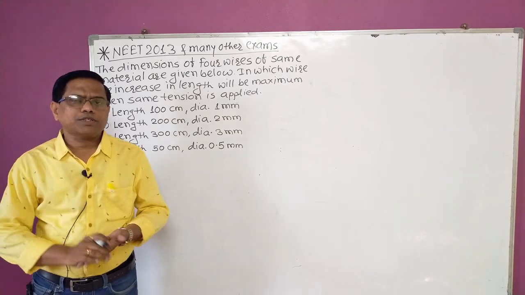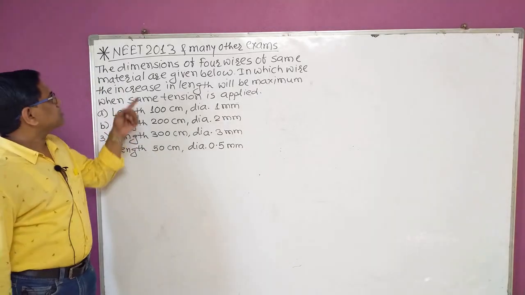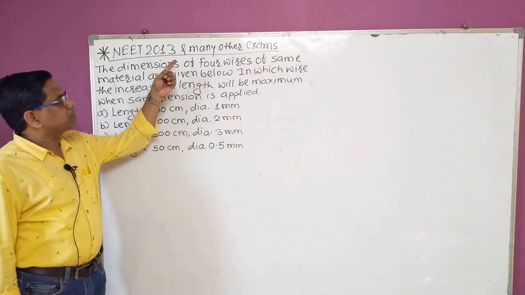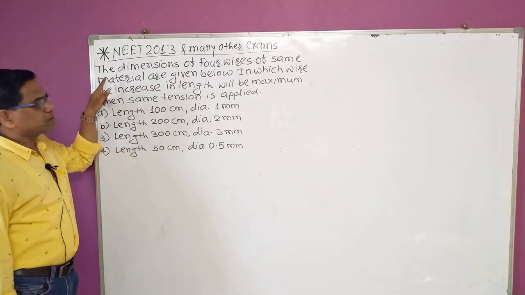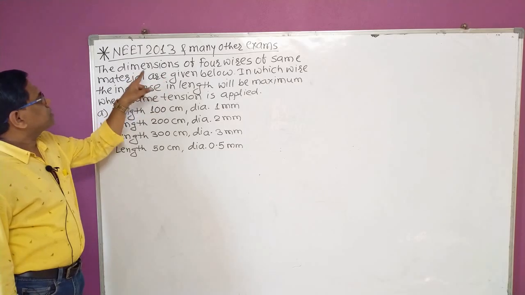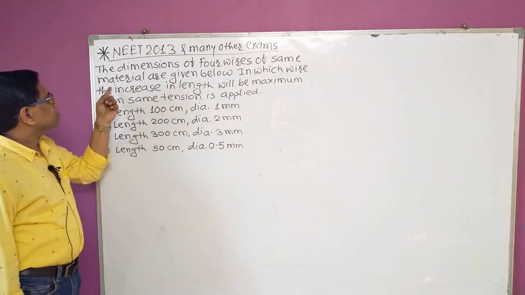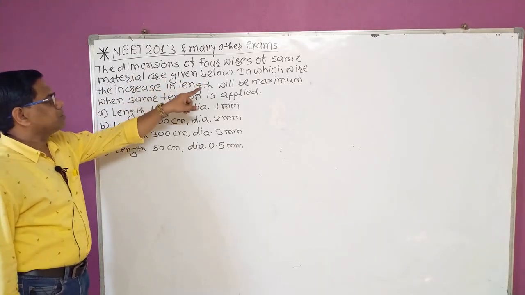So now the next problem, which has been asked in NEET 2013 and many other examinations. It is given that the dimensions of 4 wires of the same material are given below.